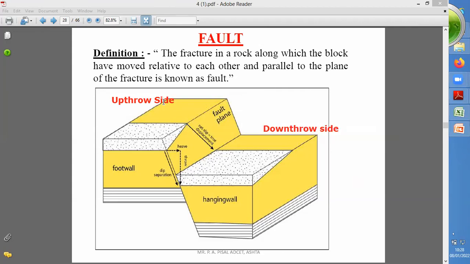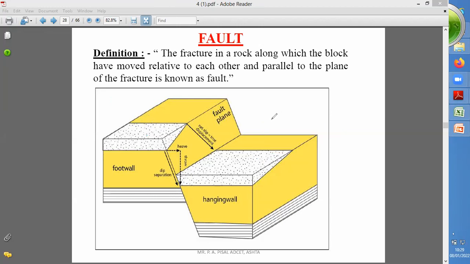Now up throw side means the side which moves in upward direction. That side is considered as an up throw side, and the side which moves in downward direction, or the block which moves towards the downward direction, that block or that side is considered as a down throw side. Simple meaning is there. Up throw means which moves upward direction, down throw side which moves downward direction. Okay, so this is the difference between up throw side and down throw side.